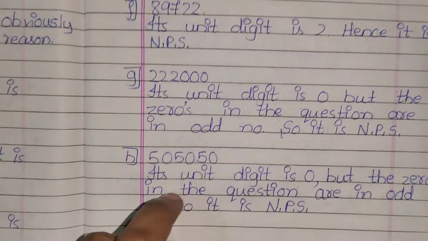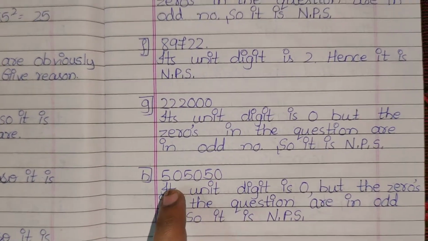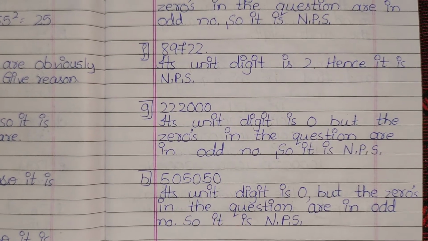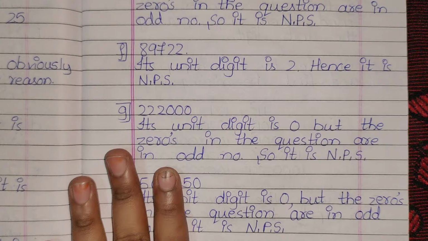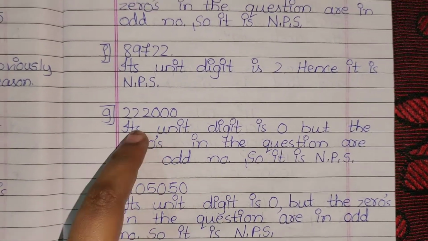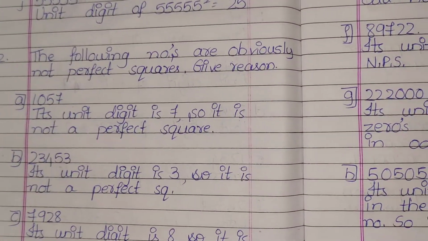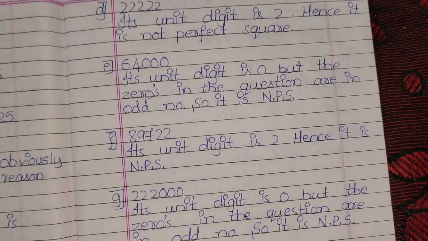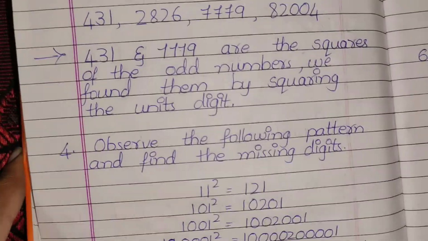Even in both of these questions you can see there are 3 zeros at the end. In this question you can see 1, 2, 3 zeros. The unit digit is 0, but the number of zeros in the question is odd, so both of these are also not perfect squares. They asked us to give the reason why it is not a perfect square, and we have given the reasons. I hope this part is clear to you.